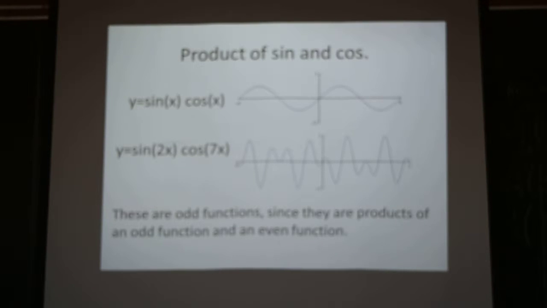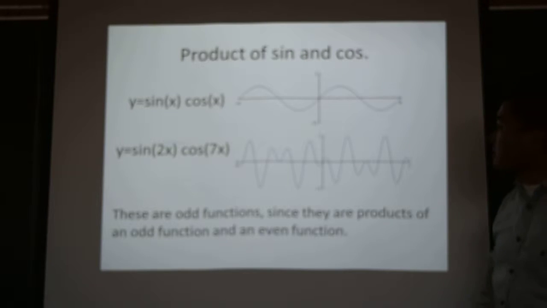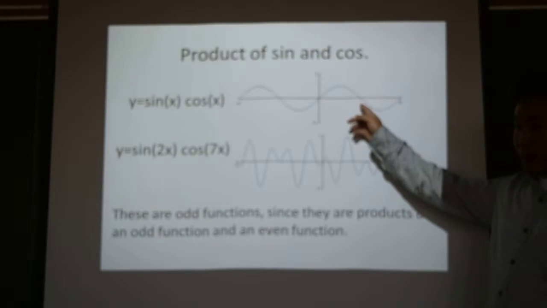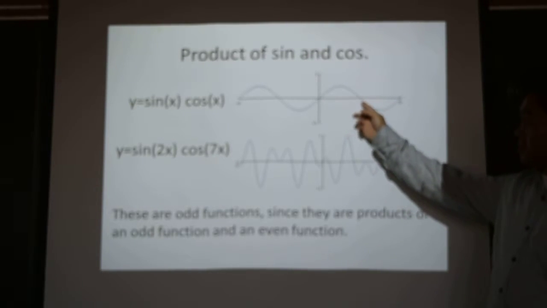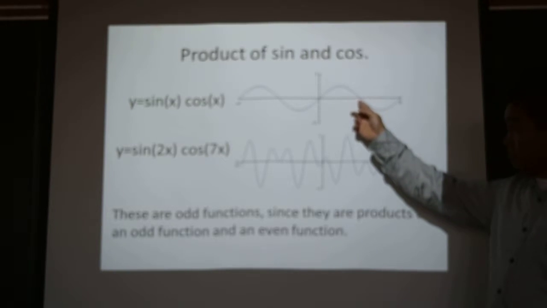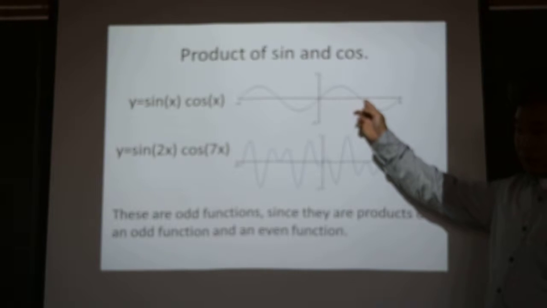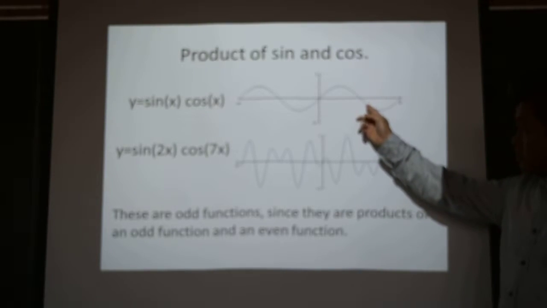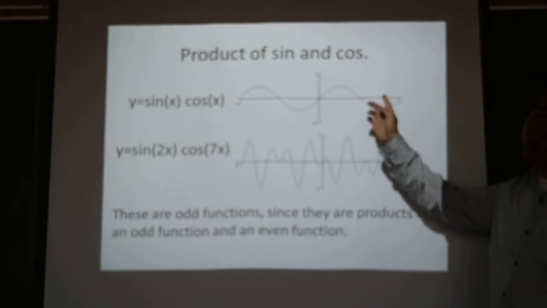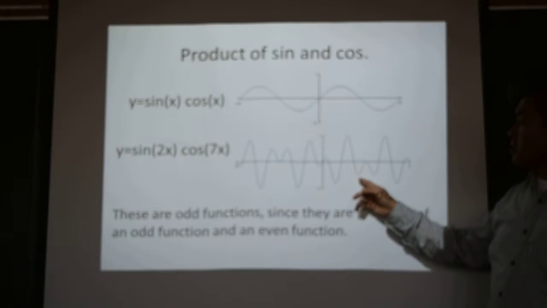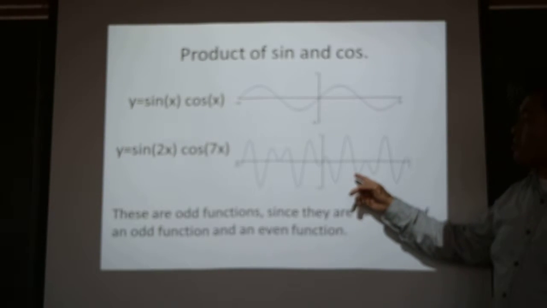Now, what if you multiply the sine and cosine? If you multiply sine x and cosine x, this is the graph that you get. Now, this looks suspiciously like another graph, and in fact, that's true. This is a graph of 1/2 sine 2x. That comes from the double angle formula of the sine, but you don't need to know that. Here's another one: sine 2x times cosine 7x.